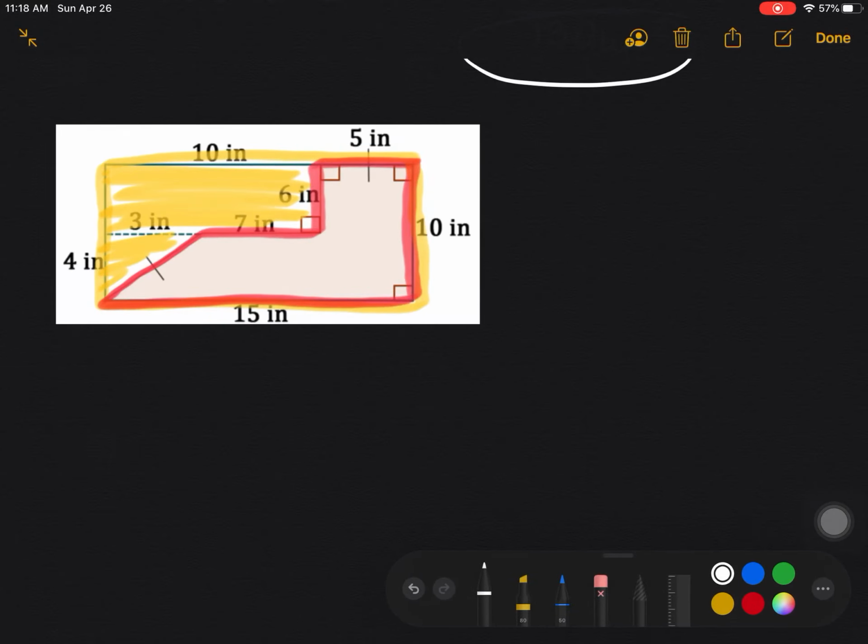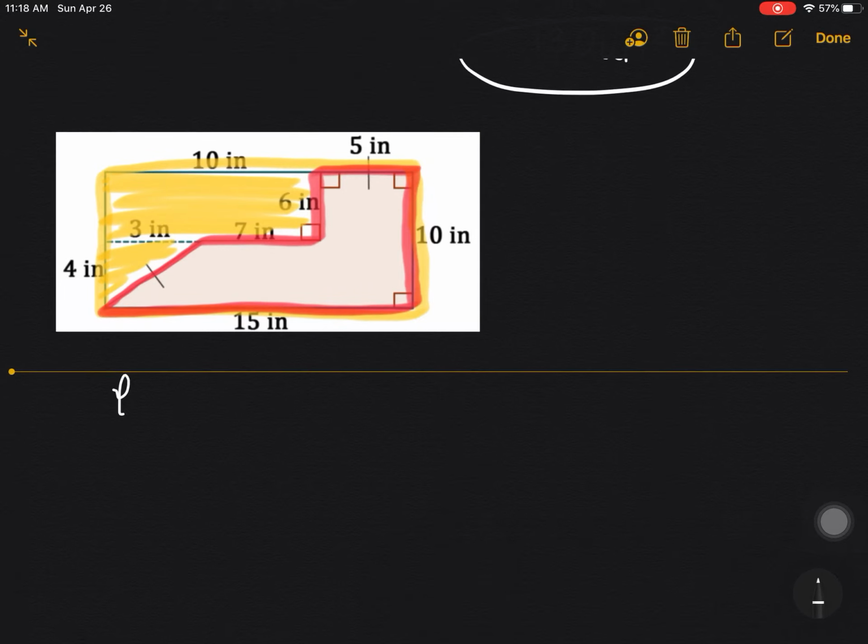So our first step would be to find the area of just the entire rectangle. So our area of a rectangle, again, is length times width. In this case, we're given that bottom length of the entire thing is 15, and we're told that when we look at the entire top width, the width is 10. So by finding the length times width of 15 times 10, we're told that the area of this entire rectangle is 150 inches squared.